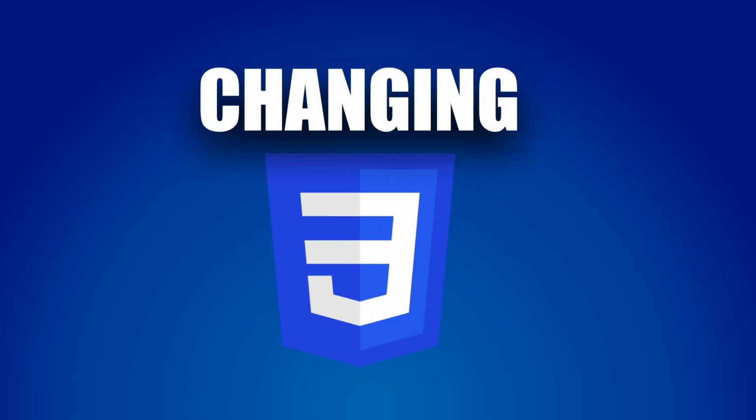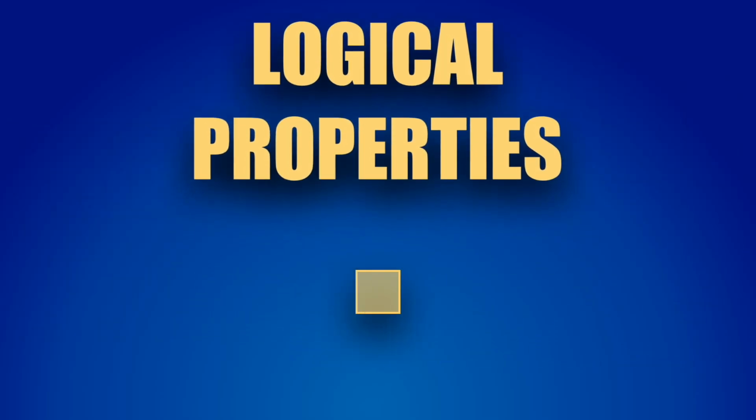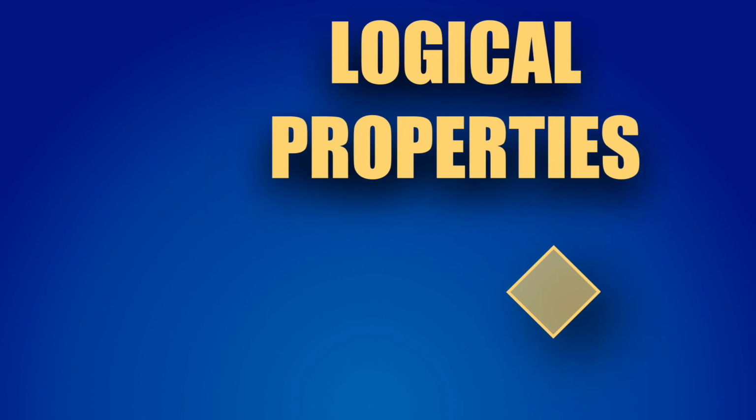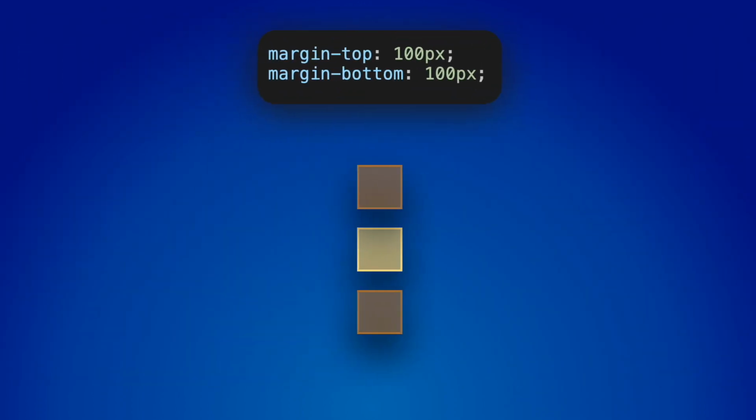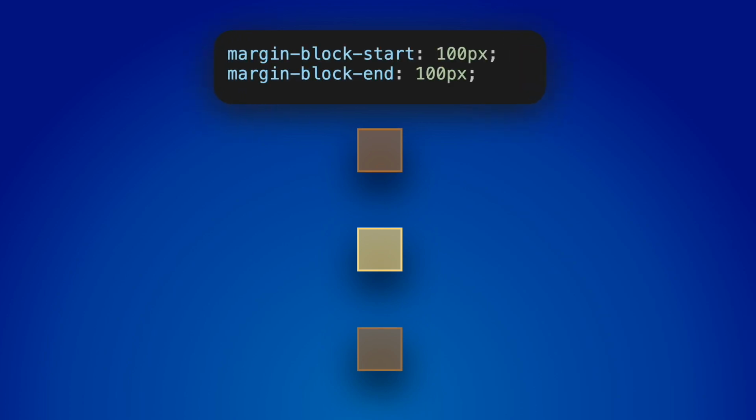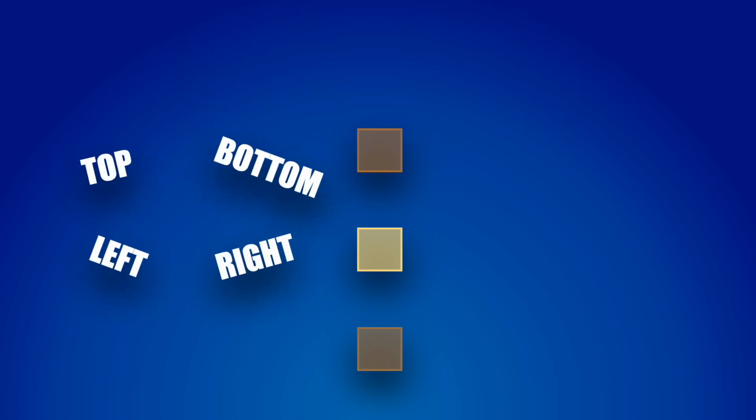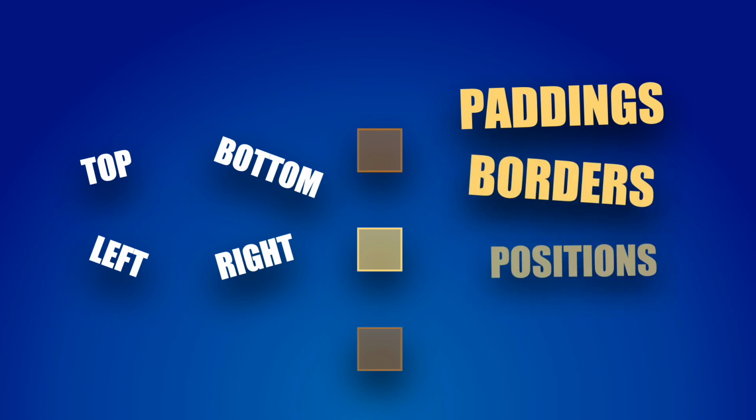CSS is changing. The introduction of logical properties reforms how we control layouts. You're probably using properties like margin top and margin bottom to add margins above and below your components. With logical properties, these change to use margin block start and margin block end. And these changes apply to all the places you've been using properties with top, bottom, left, and right. Properties such as paddings, borders, positions, and more.